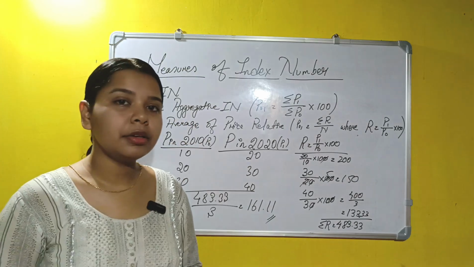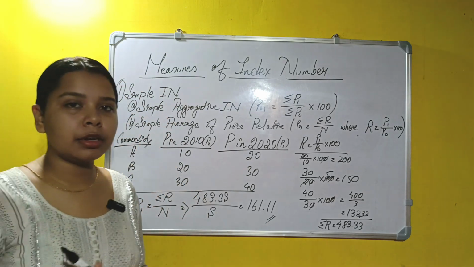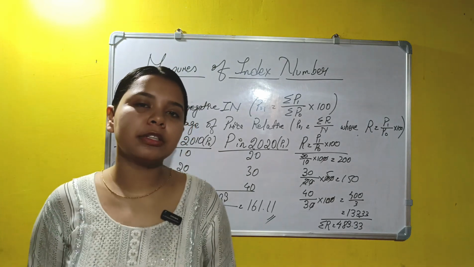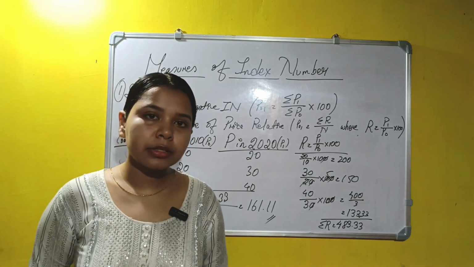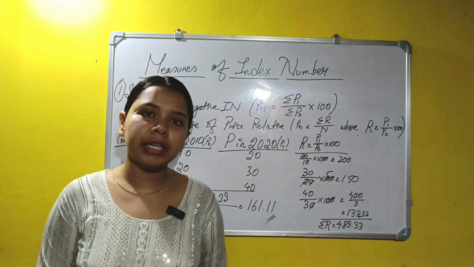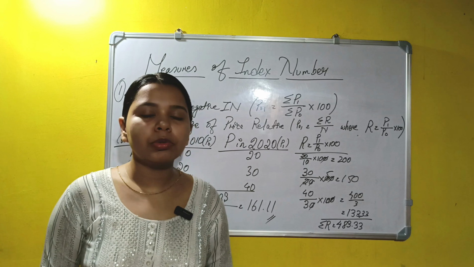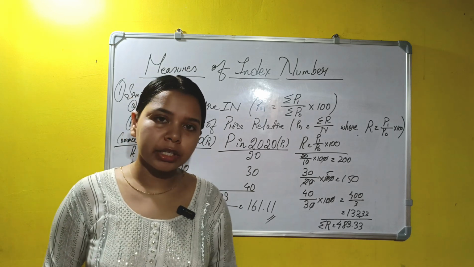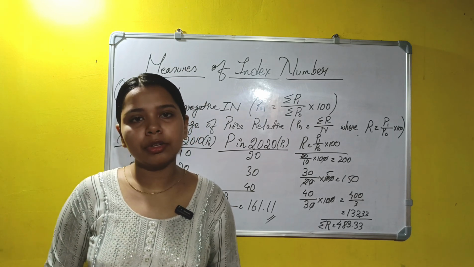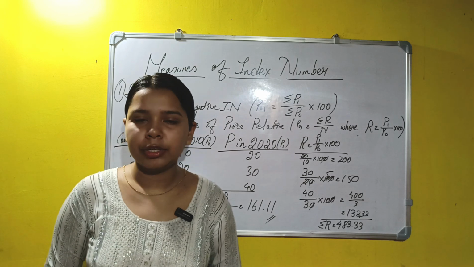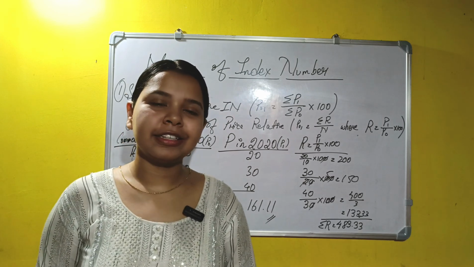I guess we're done with the simple index number. In the next class we will be discussing the weighted index number, which is again divided into 2 sections. We will be discussing the weighted aggregative index number, and next we will be discussing the weighted average of price relative.